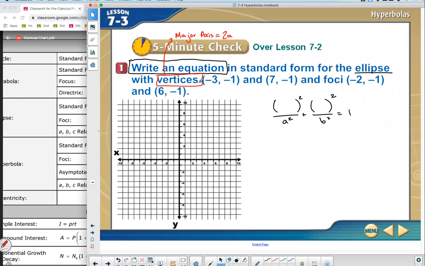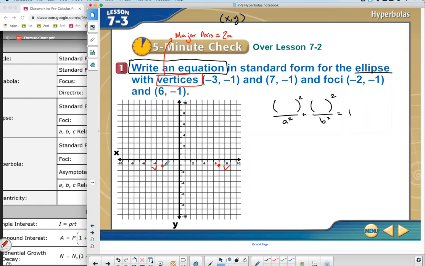So when I go to plot this, this is in the terms of x comma y. So we have x comma y. That means I do the x value first, then followed by the y value. So the vertices will be left 3, down 1. Left 3, down 1. And the other vertex is right 7, down 1. These are my two vertices.